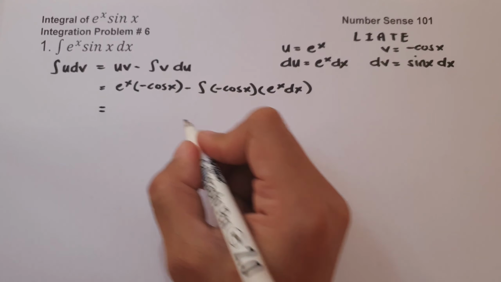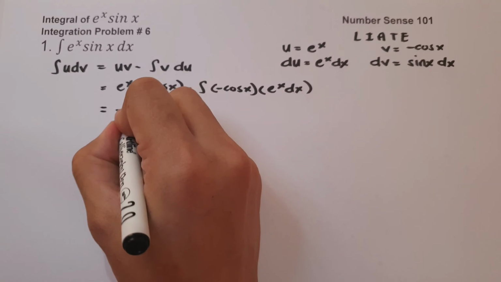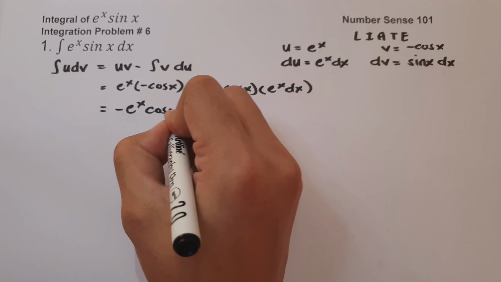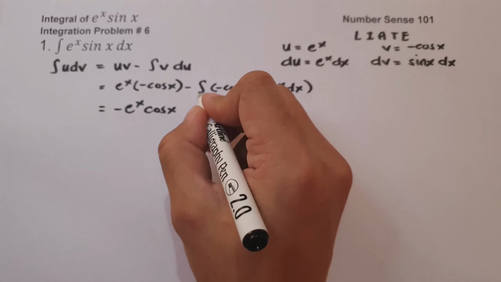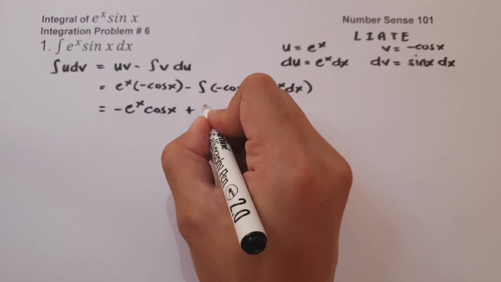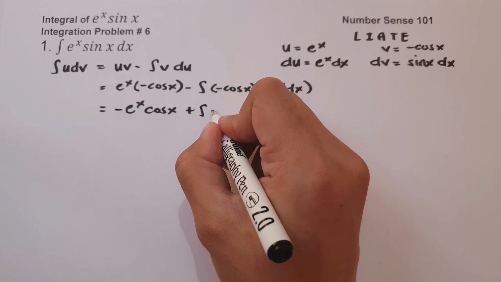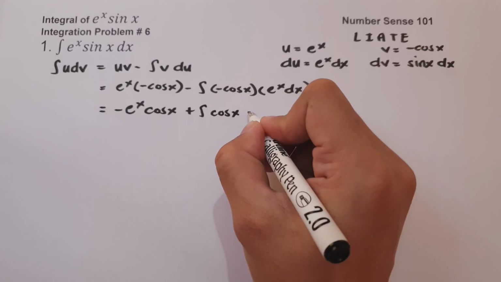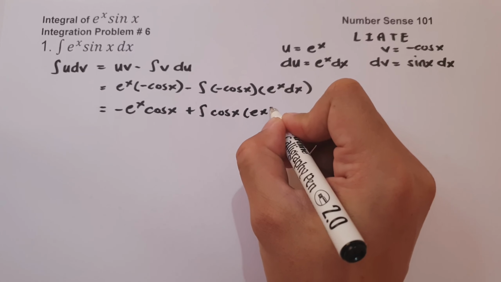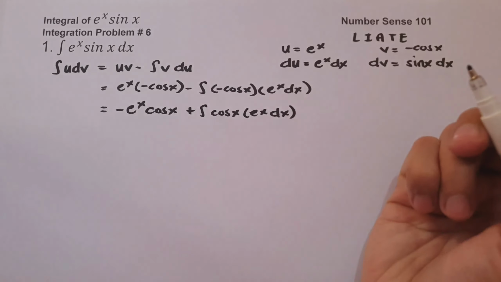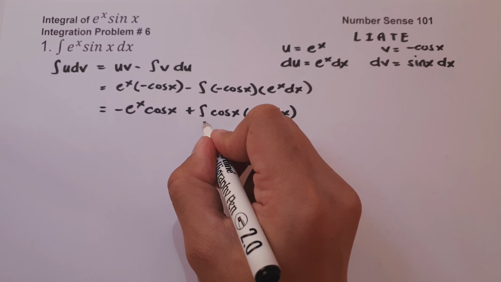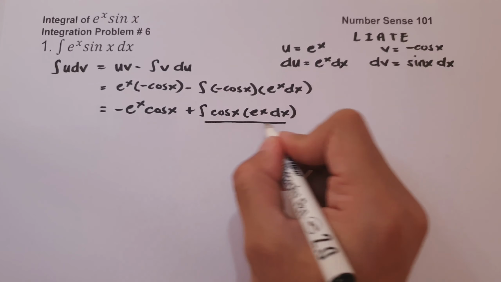So let us write this one as negative e raised to x cosine x. Negative times negative, that's positive. Antiderivative of cosine x e raised to x dx. So let us use integration by parts to simplify this one.